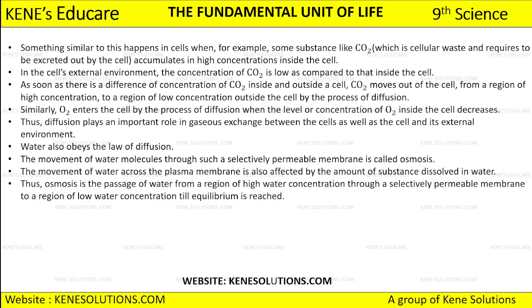So now here, because of the diffusion process which occurs, what happens? Because carbon dioxide का concentration inside the cell is higher, this carbon dioxide is going to move out of the cell, and this occurs by the process of diffusion. Okay, so this was all with respect to carbon dioxide. Now when it comes to oxygen, when oxygen enters the cell by the process of diffusion, we see that the level of concentration of oxygen inside the cell decreases.